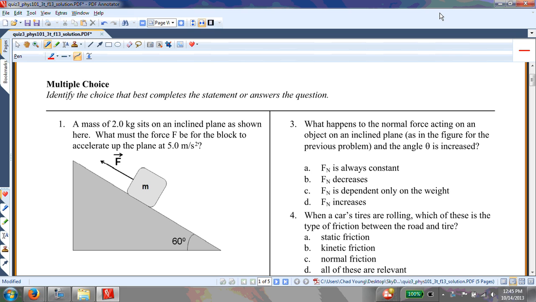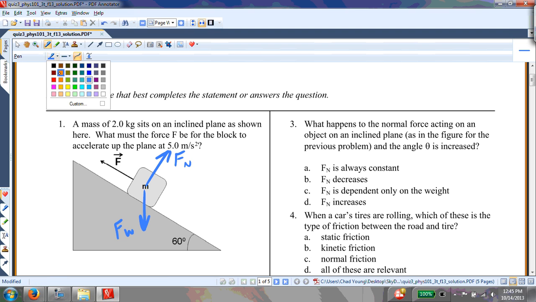What must the force F be for the block to accelerate up the plane at an acceleration of 5 meters per second squared? Let's just draw the forces here. So I already have F, and then I have the force weight in that direction, and then I have the normal force. If I draw my axes, it looks like this, and this angle I know is 30 degrees. So I'm going to go ahead and draw my vectors.